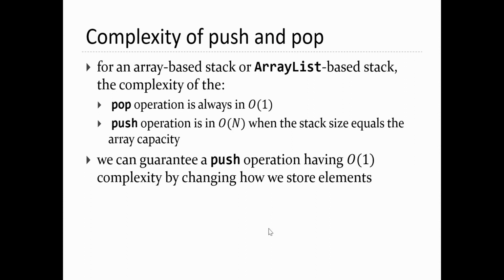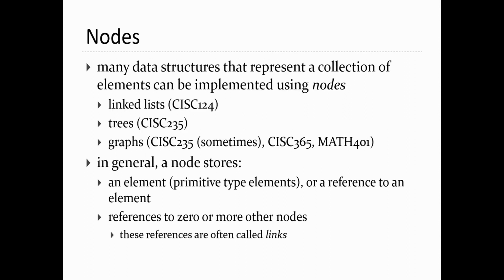It turns out you can implement a stack so that push and pop are both in big O of 1 complexity. So in the worst case, it always takes a constant amount of time, and O(1) is a lot faster than O(n). So this seems like it might be a useful thing to do. How are we going to do this? We're going to use these things called nodes. Many classic computing science data structures represent some collection of elements, and the way they represent the collection is using nodes.